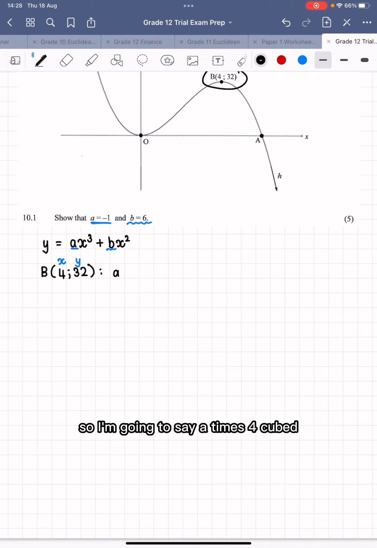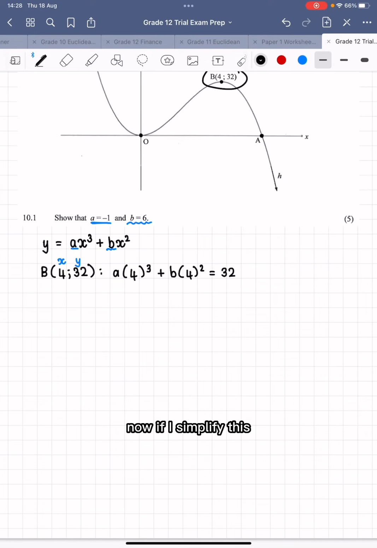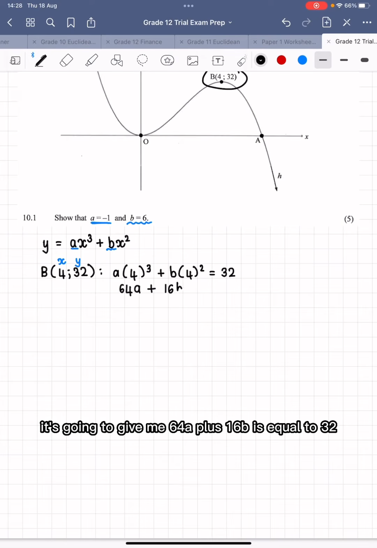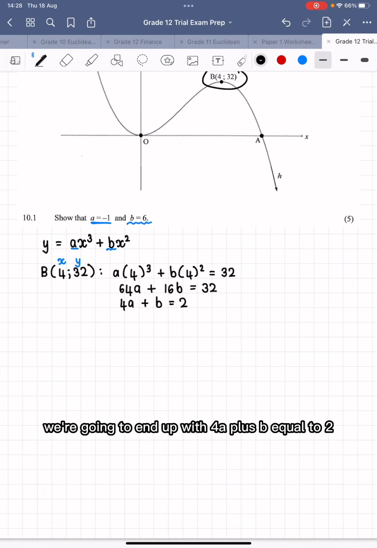So I'm going to say a times 4 cubed, because it's ax cubed, plus b times 4 squared is going to be equal to y, but now the y value of this point is 32. Now if I simplify this, it's going to give me 64a plus 16b is equal to 32. I can simplify that. 16 will go into all of those. So if we divide all of those terms by 16, we're going to end up with 4a plus b equal to 2.